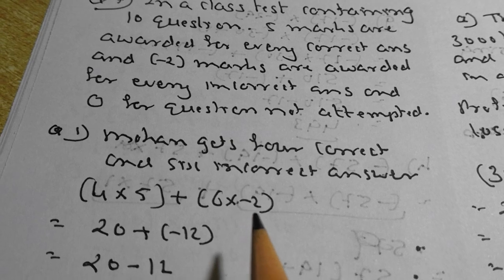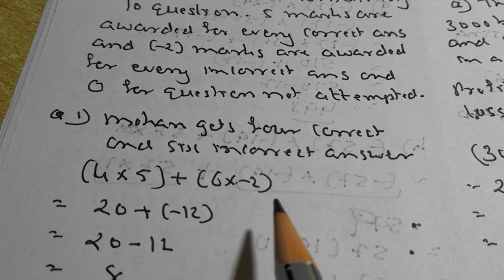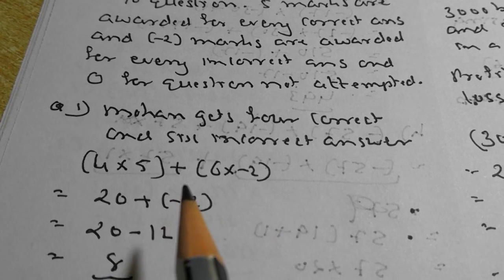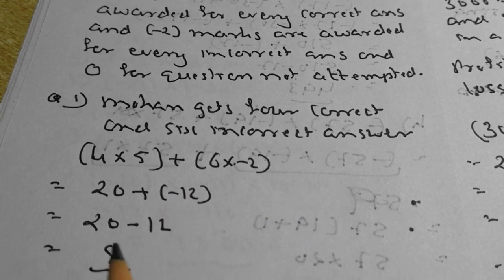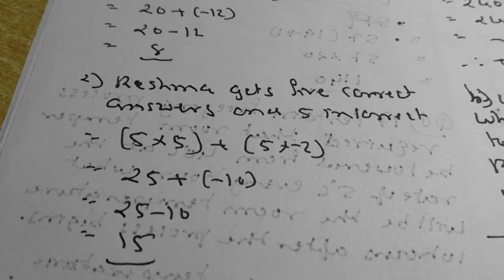And for every wrong answer they are going to get -2. And 6 answers are wrong. So 6 into -2. 4 5s are 20 plus 6 into -2 is -12. 20 minus 12 is 8. That means Mohan is going to get 8 marks.